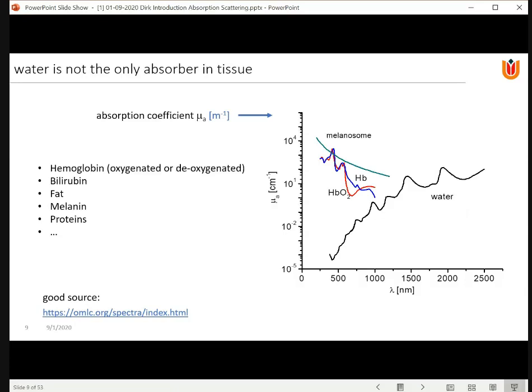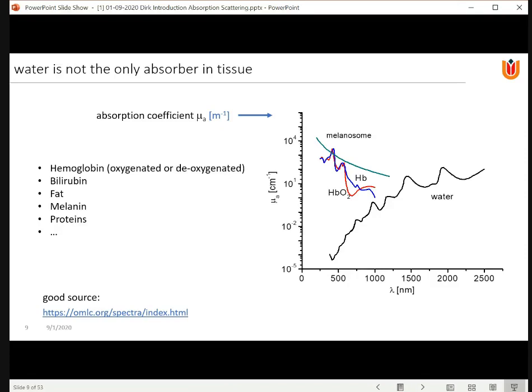The green one is a melanosome. These are the pigments in your skin that basically determine what your skin color looks like. So if you have more melanosomes, your skin appears a little bit darker. Is that clear now? Do we need more? Yeah, for me it is.